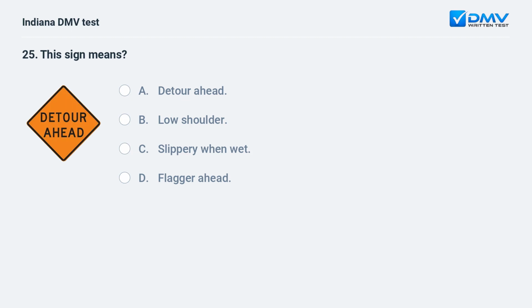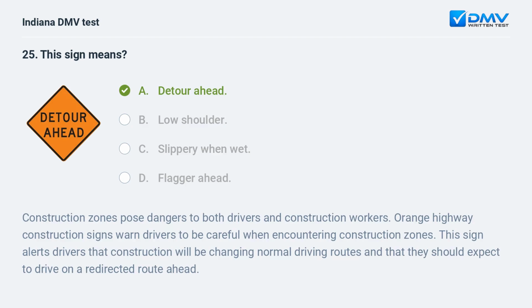This sign means A. Detour ahead. B. Low shoulder. C. Slippery when wet. D. Flagger ahead. A. Detour ahead.